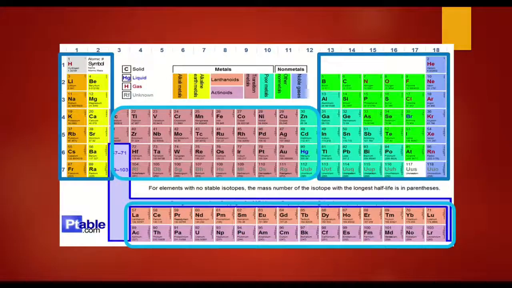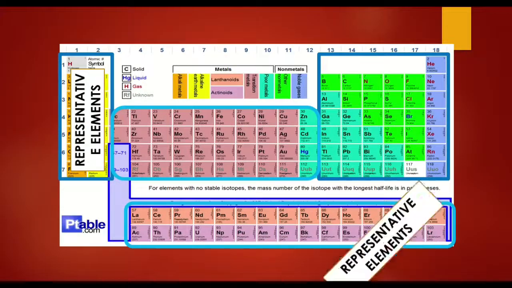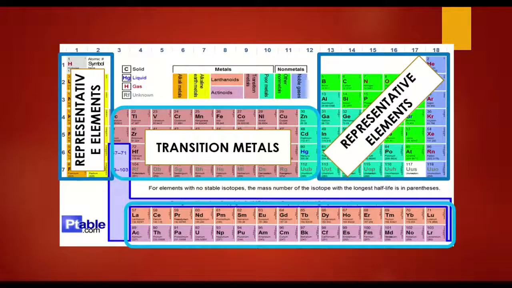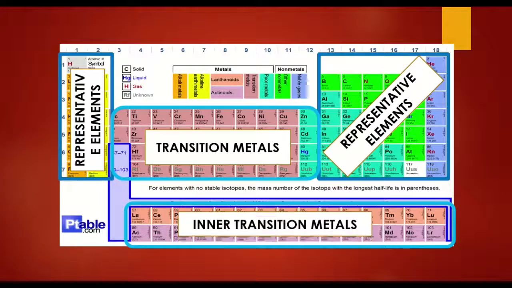The biggest portions of the periodic table itself are split into representative elements that are located on either side of the transition metals, which are located in the middle, and the bottom two lines are called inner transition metals.